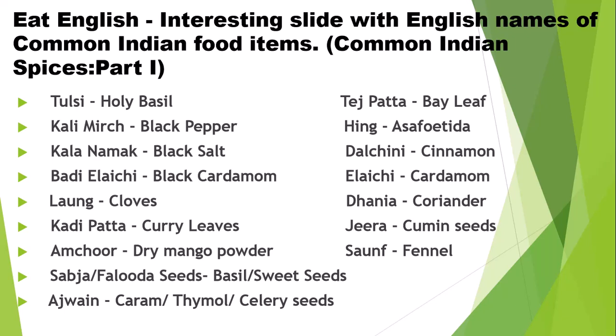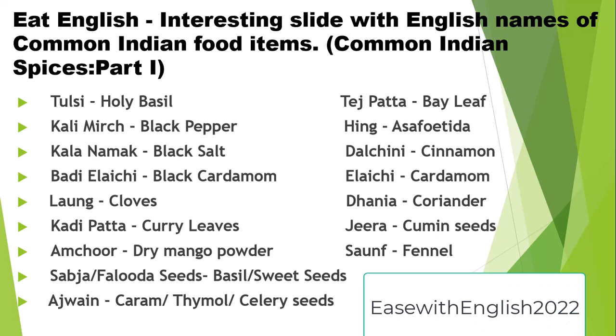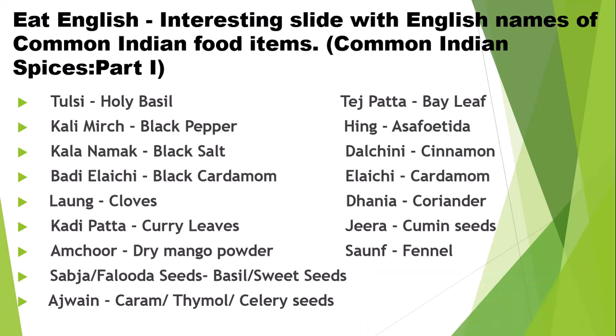We have badi ilaichi, that is black cardamom. Long, cloves. Kadi patta, that is called curry leaves. Amchur, dry mango powder. Sabza or faluda seeds that we have, they are called basil or sweet seeds. We have ajwain, okay, that is called carom, thymol or celery seeds. Tez patta, that is bay leaf.